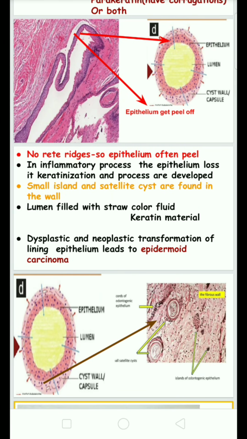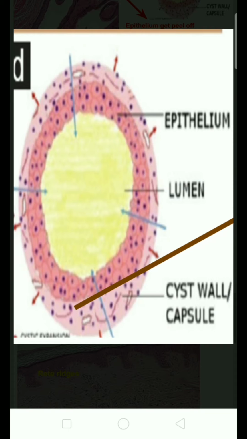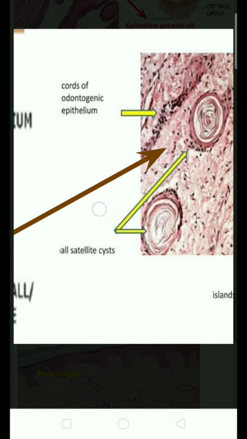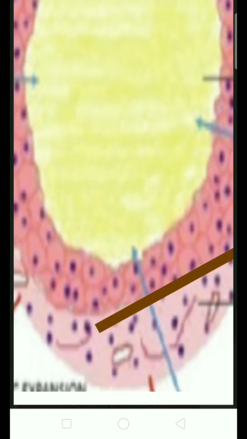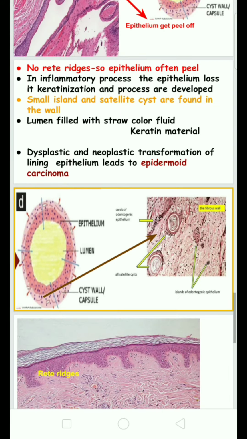Whenever inflammatory processes occur, there is loss of keratinization and rete ridge formation in this area. Small islands and satellite cysts are also found like this in this area. We have to look for small islands and satellite cysts. They are formed from the lining basal cell epithelium, the palisaded basal cells, which invaginate to form small islands. The small islands lead to satellite cysts or daughter cysts that can develop into a multilocular cyst.